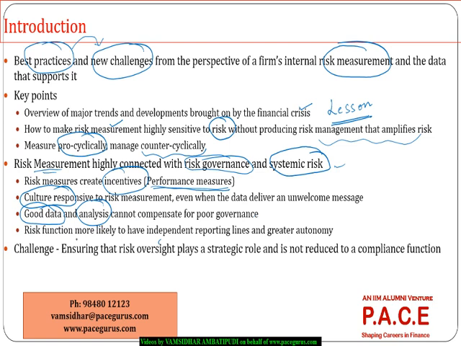Nowadays, at least, there is some improvement in that the risk function is no longer a part of the line function. It is coming out as an independent reporting line with a different track of reporting altogether, and it is enjoying greater autonomy compared to what it used to be in the past. But the challenge still lies: how do I really ensure that the risk oversight plays a strategic role, not just an audit kind of role, not just a compliance kind of function? It has to play a strategic role in terms of improving the overall productivity and the top line and the bottom line of the company as well.